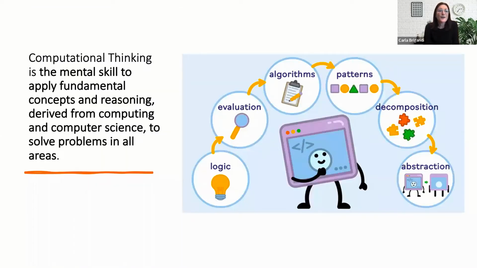Just a reminder that computational thinking is the mental skill to apply fundamental concepts and reasoning, so we want to really reinforce those fundamental concepts, and we want to teach our students how to reason. These are derived from computing and computer science, but honestly, these are great tips and tricks that can be applied to all academic areas and also to life.